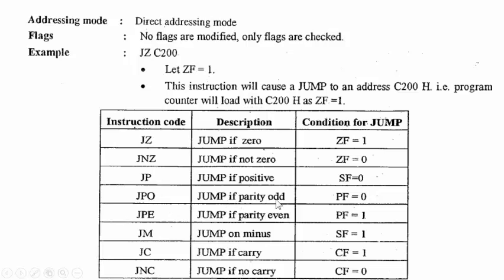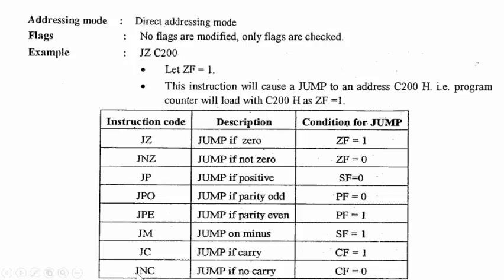JPO jump if parity is odd, parity flag bit is 0. JPE jump if parity even, parity flag is 1. JM jump if minus, if sign flag bit is 1, then change the program sequence. JC jump if carry flag set, if the carry flag is 1, then change the program sequence, otherwise continue with the next instruction.